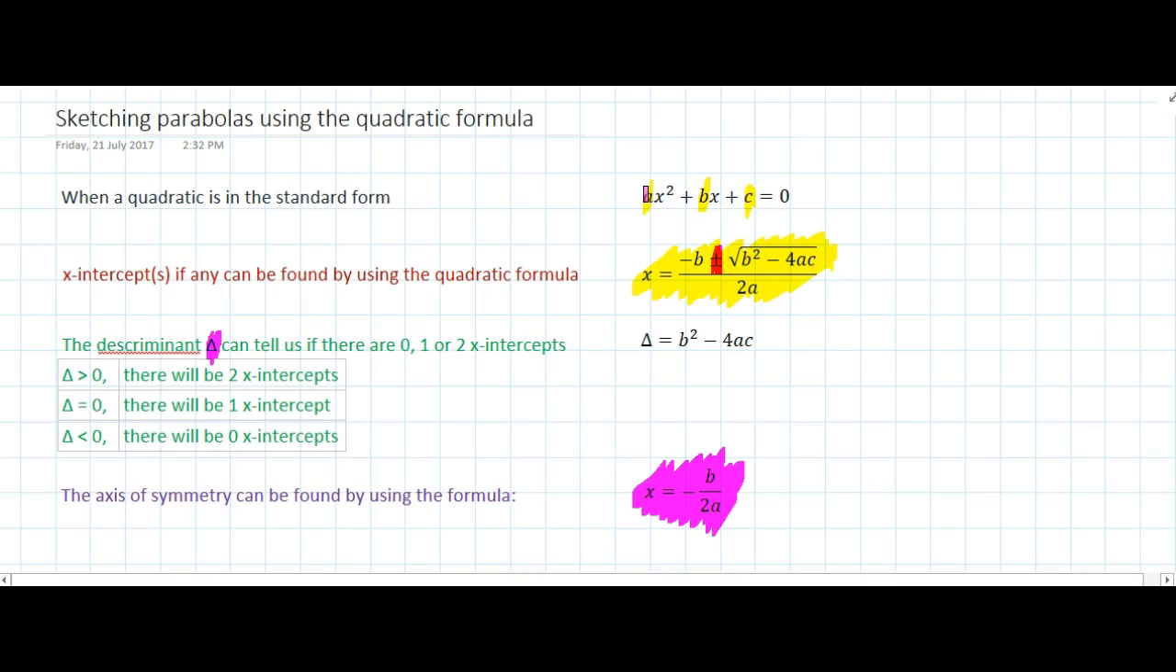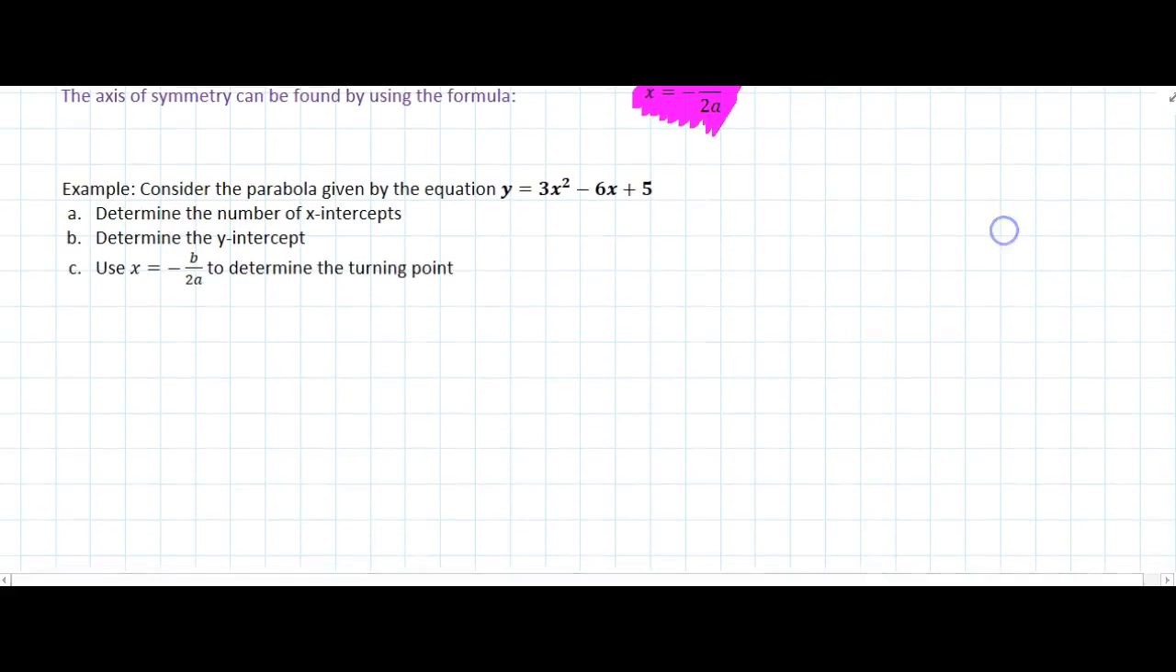So we're basically using a formula, and this one is good because it works for any quadratic. If it has a coefficient in front of x squared, it works for anything, not just the simple ones. Let's have a look at an example.